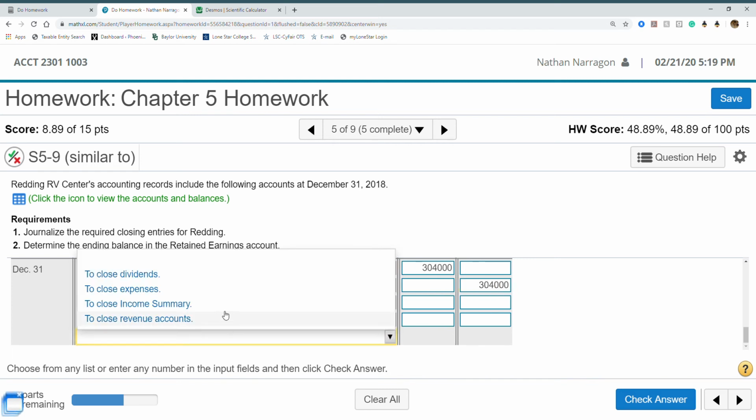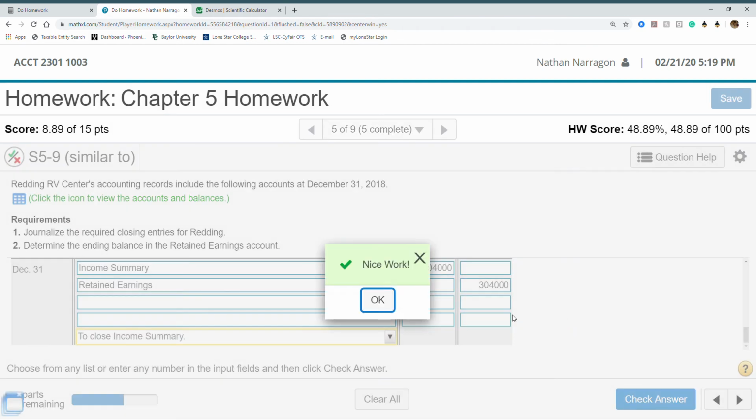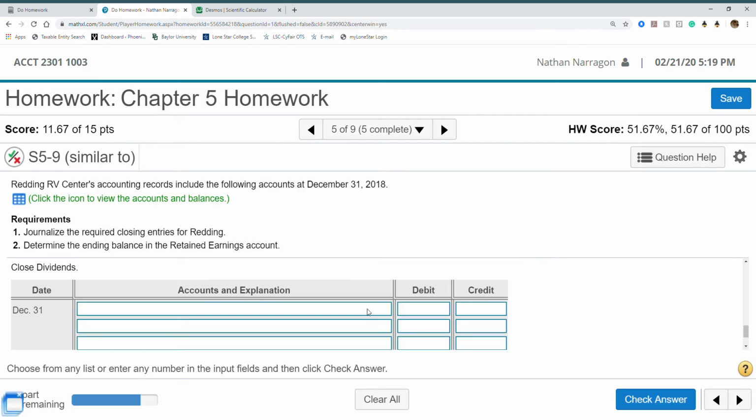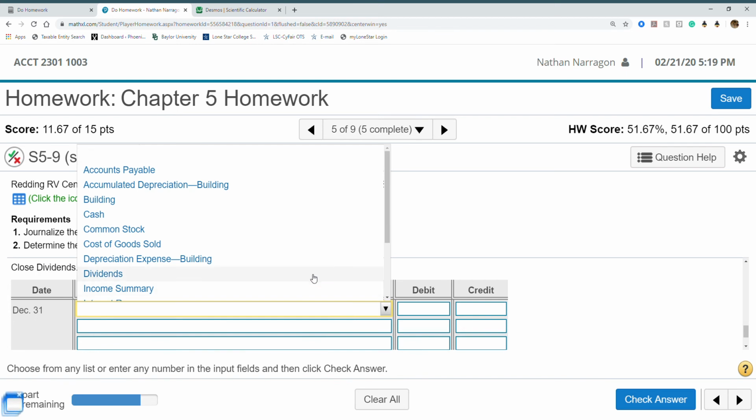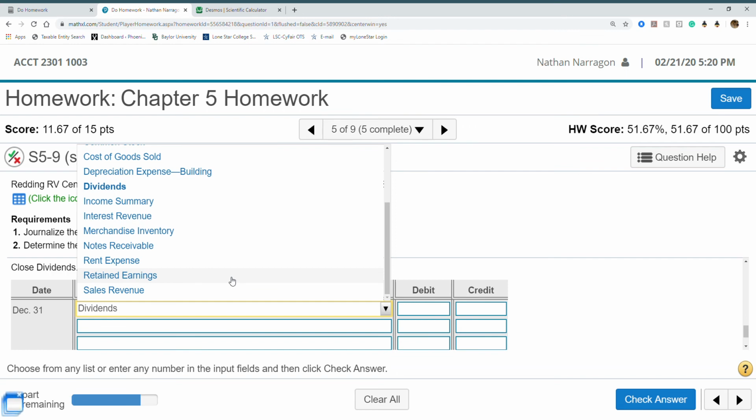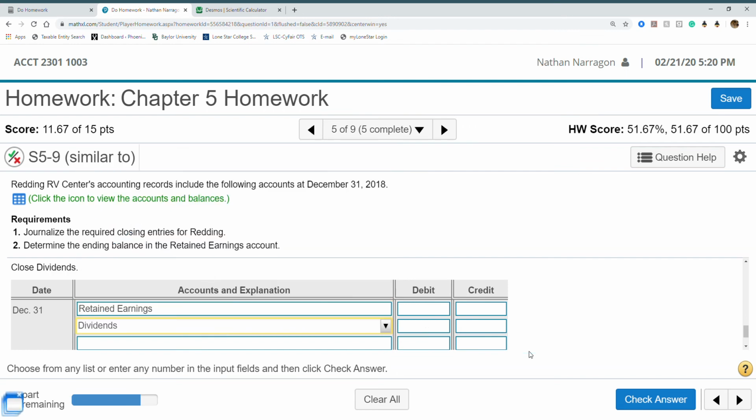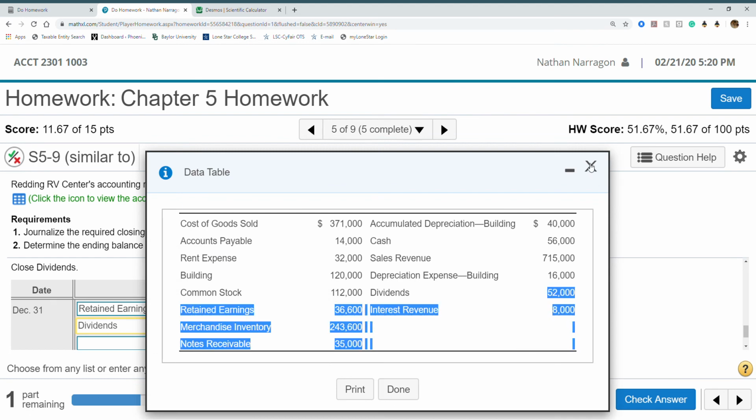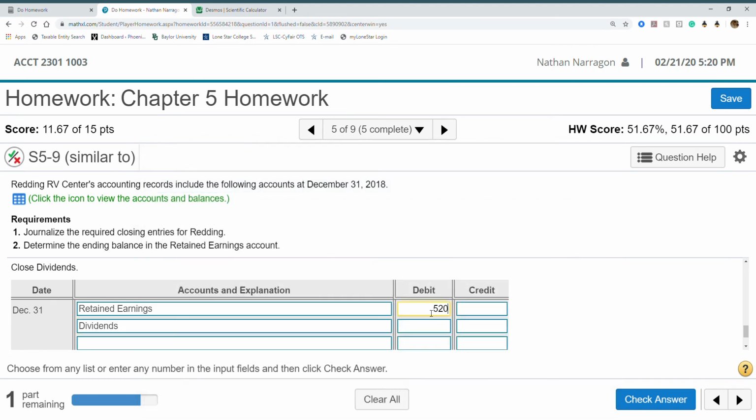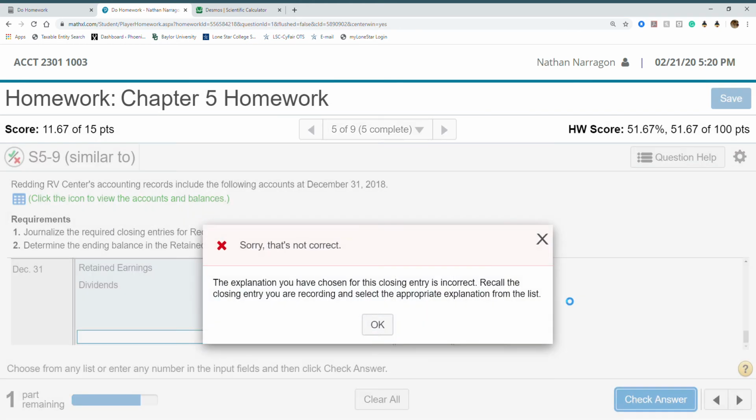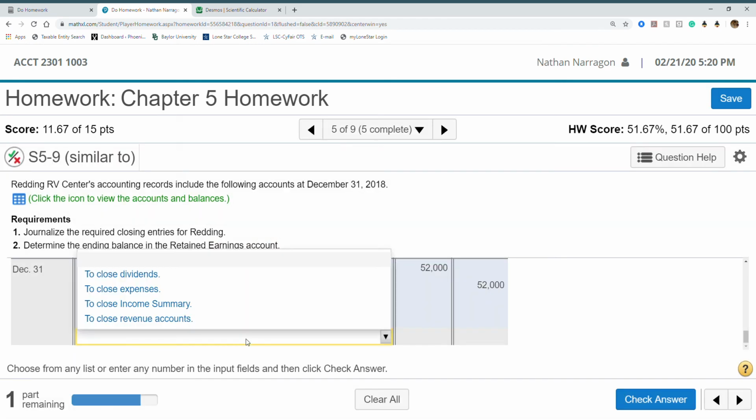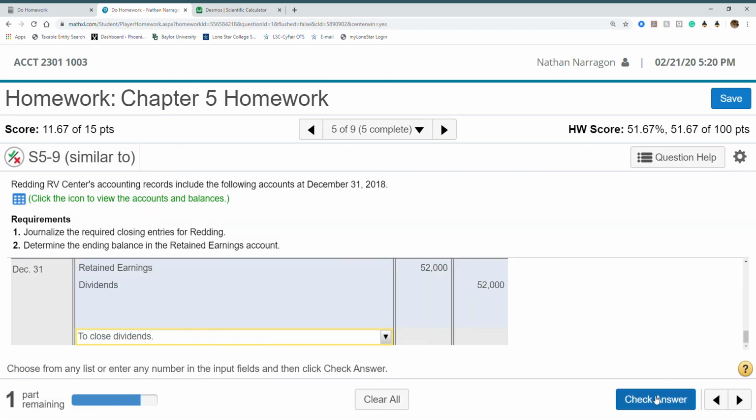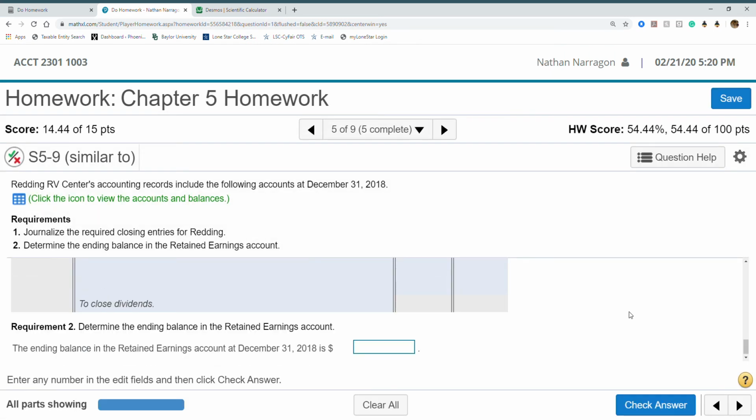Okay, and of course put your explanation and check. Last step, always close out dividends. So let's debit retained earnings first, and then dividends as our credit. Let's check who we have. Dividends is 52,000. And that's really it. Oh, and of course the explanation. I always forget about those. But there we go.